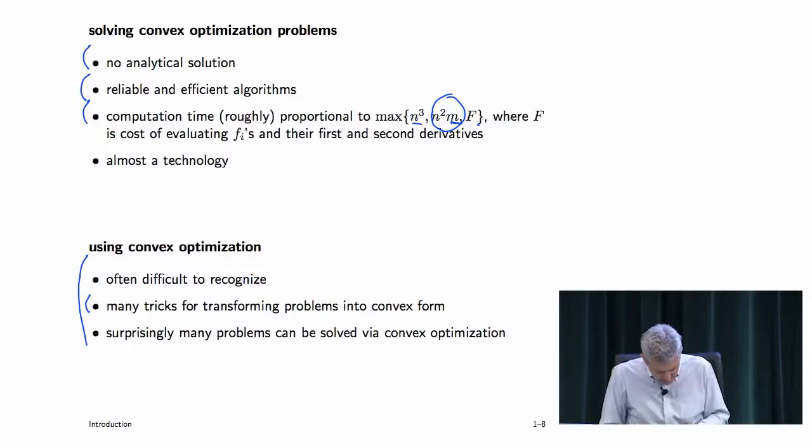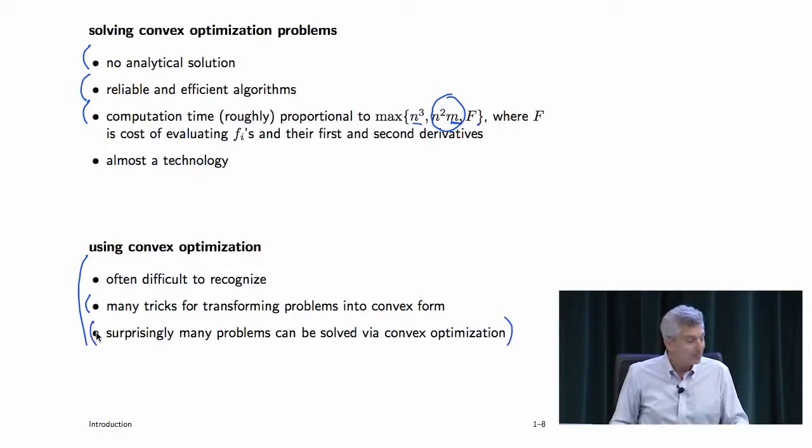Another thing that's true, and that's another focus of the class, is that it turns out that lots of problems can be solved via convex optimization. So that's also part of this class. We're going to look at a lot of them. By the way, a whole lot more cannot be. But that's another story, and we'll talk about that at several times. Okay, so let's look at an example.